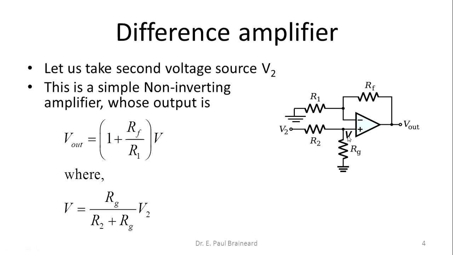Now what is the value of V? If you look at the value of V, it is nothing but the voltage across a voltage divider circuit. So V is nothing but Rg divided by R2 plus Rg into V2. Now substituting the value of V in this expression, you will get the output voltage because of only one voltage source V2, which is the non-inverting voltage source.